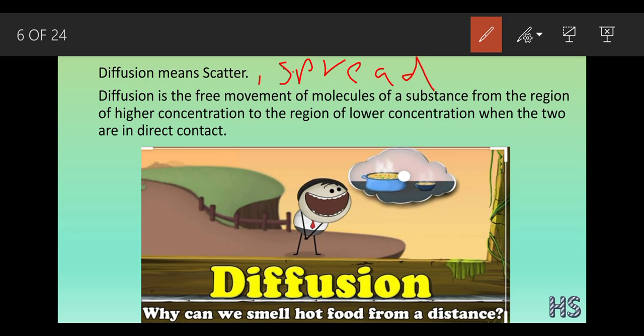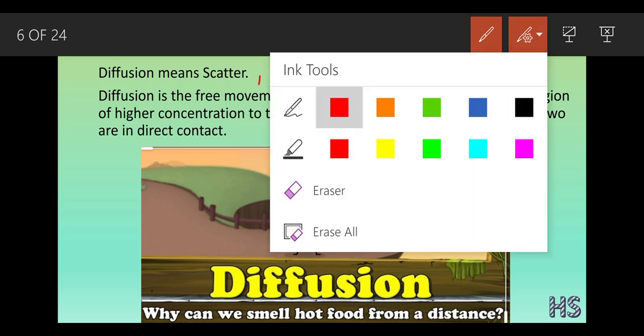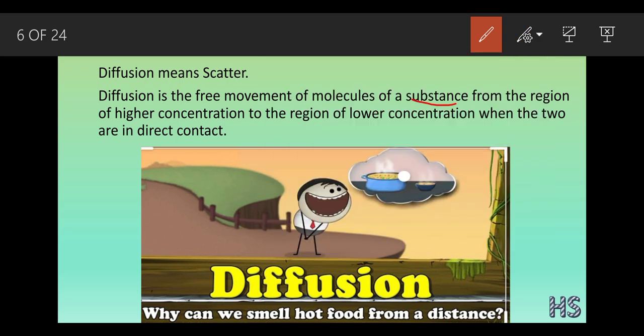Here the word substance, you have to be very specific. The word substance here means solid, liquid and gases. Why is the word substance that important? Because when we learn osmosis, at that time you would come to know about the difference. Right now just keep in your head, diffusion occurs in plants in the form of a substance like solid, liquid and gases, which helps to transport water, minerals and gases like carbon dioxide and oxygen.